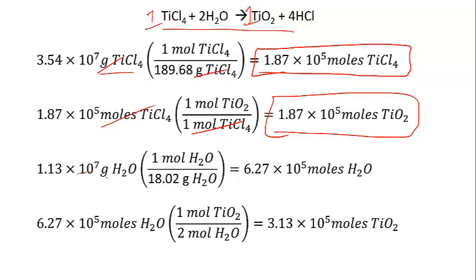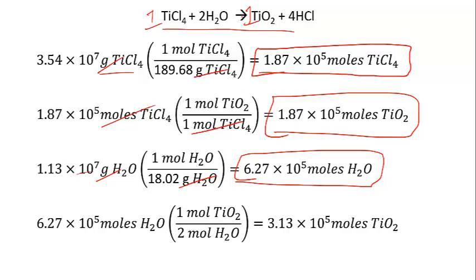Now you repeat the process for H2O. So you convert your grams of H2O into moles of H2O by using the molar mass of H2O, and you see that 1.13 times 10 to the 7th grams H2O is equal to 6.27 times 10 to the 5th moles H2O. So let's see how many moles titanium dioxide is produced by the reaction of 6.27 times 10 to the 5th moles of H2O.